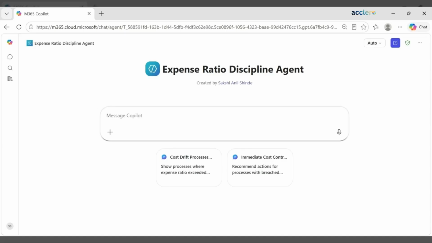This is an expense ratio discipline agent. The operational expense ratio does not spike suddenly. It drifts due to inefficiencies during the execution. So this agent maintains the expense discipline by detecting the cost breaches in real time and recommending the immediate corrective action. So let us test the agent.